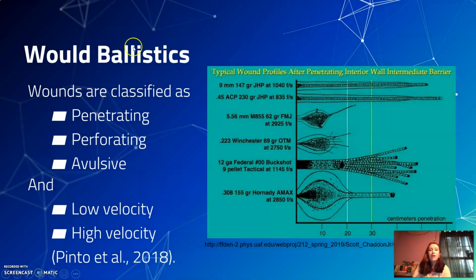And then injuries from projectiles have a few classifications. So you have penetrating. This is when the projectile strikes soft tissue and the projectile remains inside the body. And then you have perforating. This is when the projectile enters and exits the body with light loss of tissue. And then finally, we have avulsive, and these injuries include entrance and exit wounds, but unlike perforating injuries, they result in extensive tissue loss. And the injuries are also classified as low velocity or high velocity, depending on whatever they were fired from.